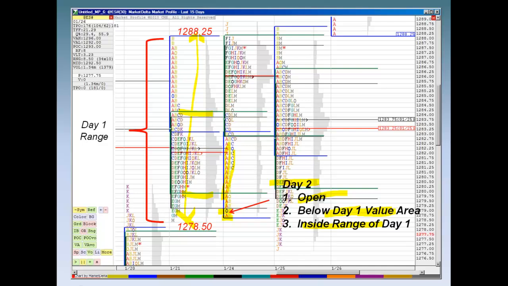And sure enough, period B opens down here at the low end of A and drops down to test the support level that we had, or the low of the day. And it holds.